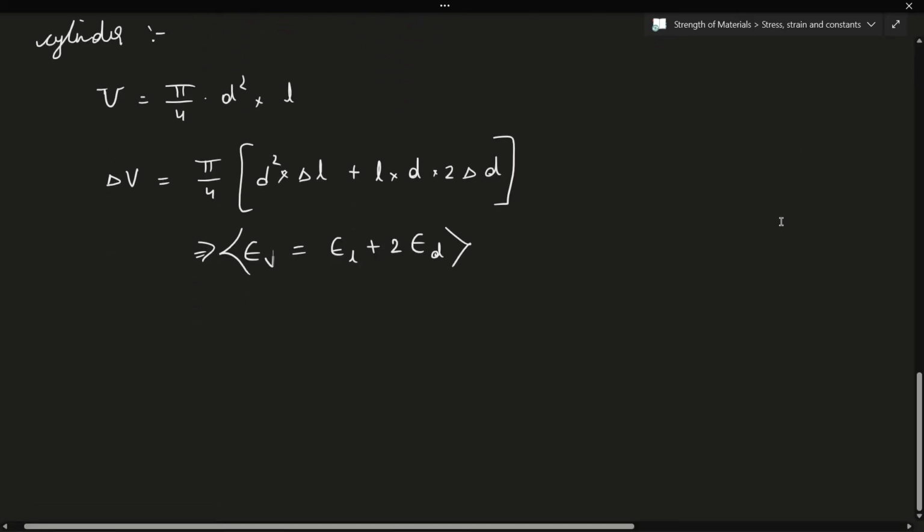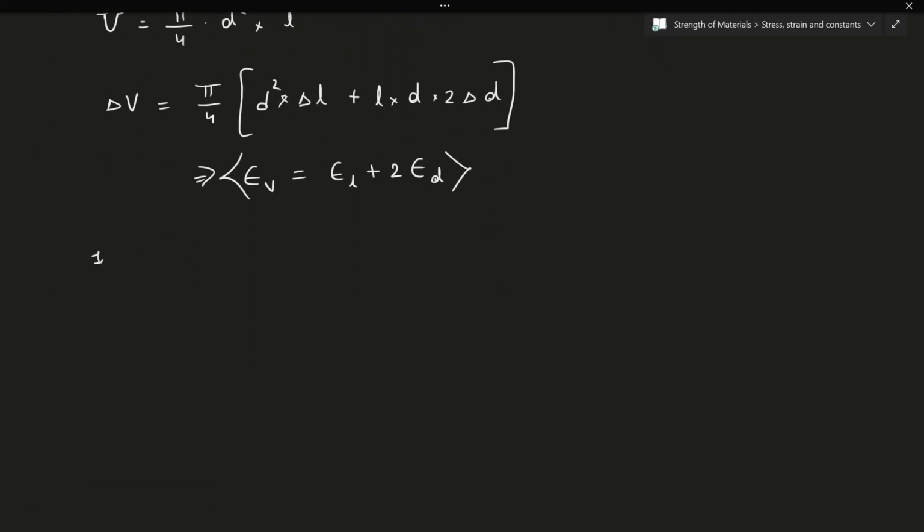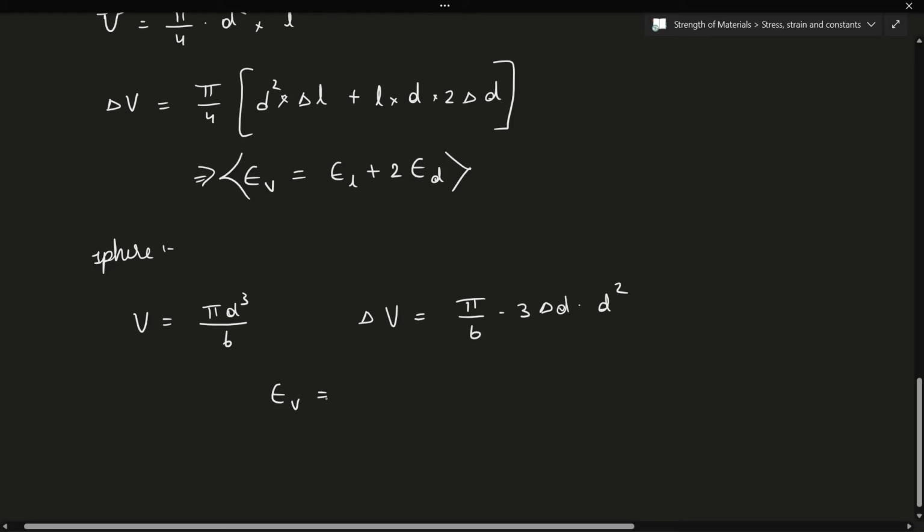So that is for a cylinder, and again for a sphere, the original volume will be pi d cube divided by 6, and the change in volume will be equal to pi by 6 into 3 delta d into d square. Alright, so the volumetric strain epsilon V will be given by the formula 3 epsilon d.